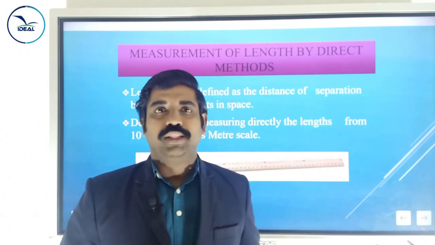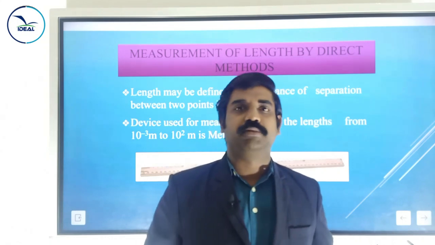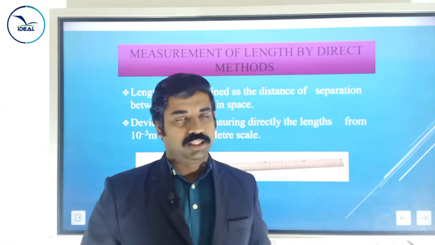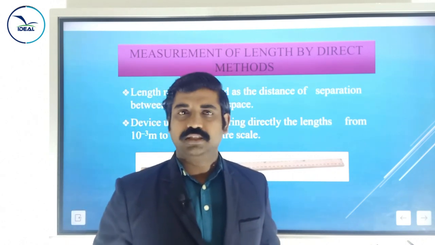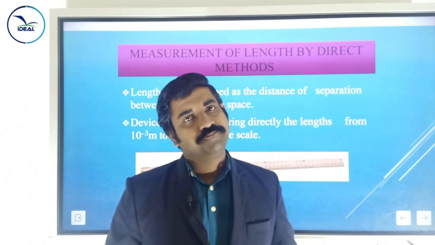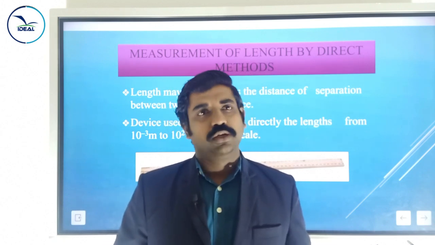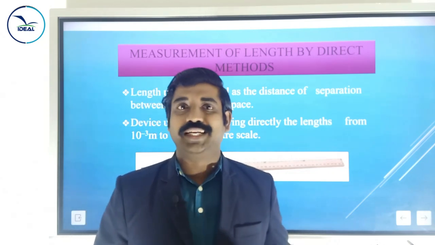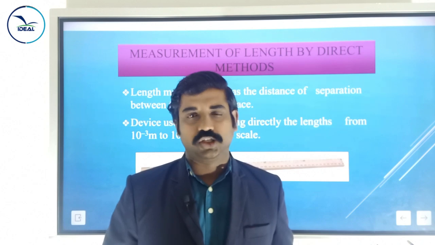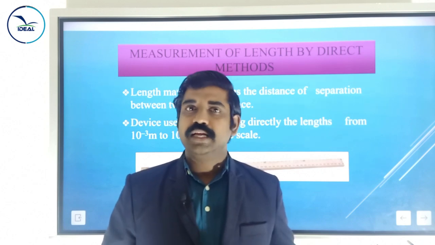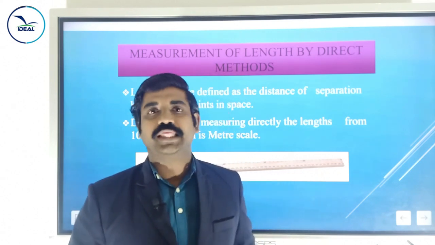So there are two methods for measuring length, that is the direct method and the indirect method. First we can consider the direct method. Direct means we are measuring the length directly by using some equipment. You know that length is the distance between 2 points. Isn't it? Length is the distance between 2 points. So we are measuring that length.